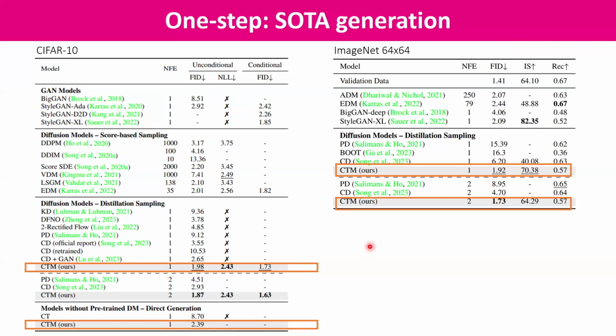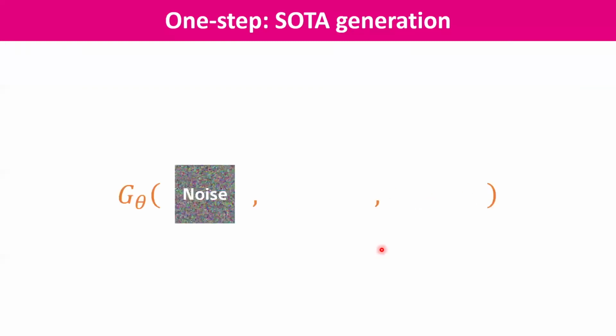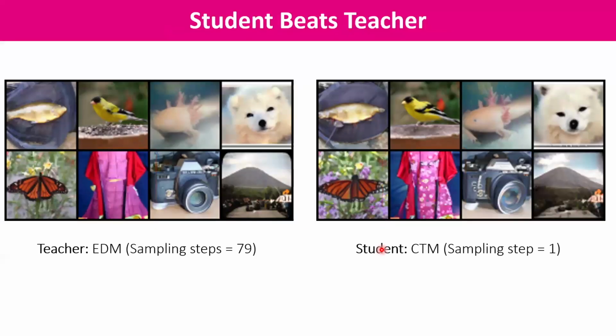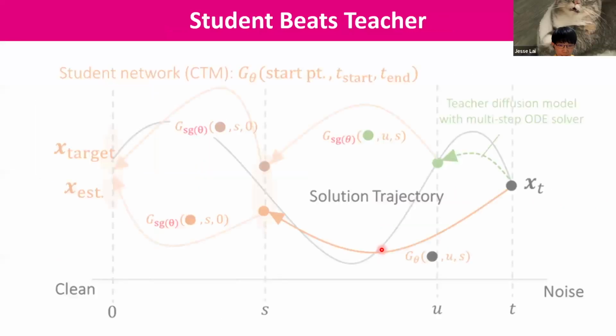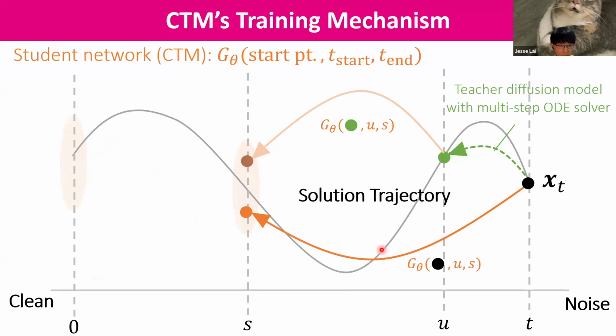Okay, so can you explain what would be the reason why CTM plus GAN outperforms CD plus GAN? Because if we use only one step, then their solution should be the same, right? So yeah, actually this is quite a good question.